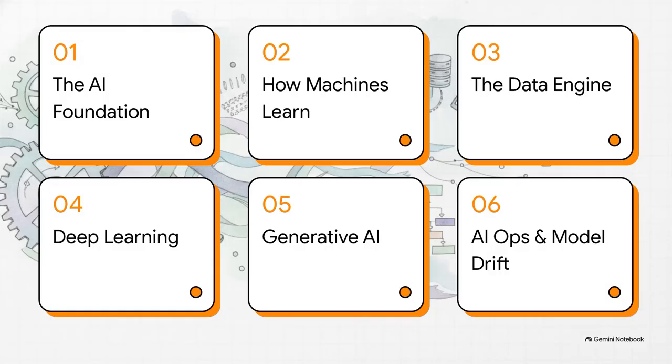Okay, here's our roadmap for today's session. 1. The AI foundation. 2. How machines learn. 3. The data engine. 4. Deep learning. 5. Generative AI. And finally, 6. AI ops and model drift.